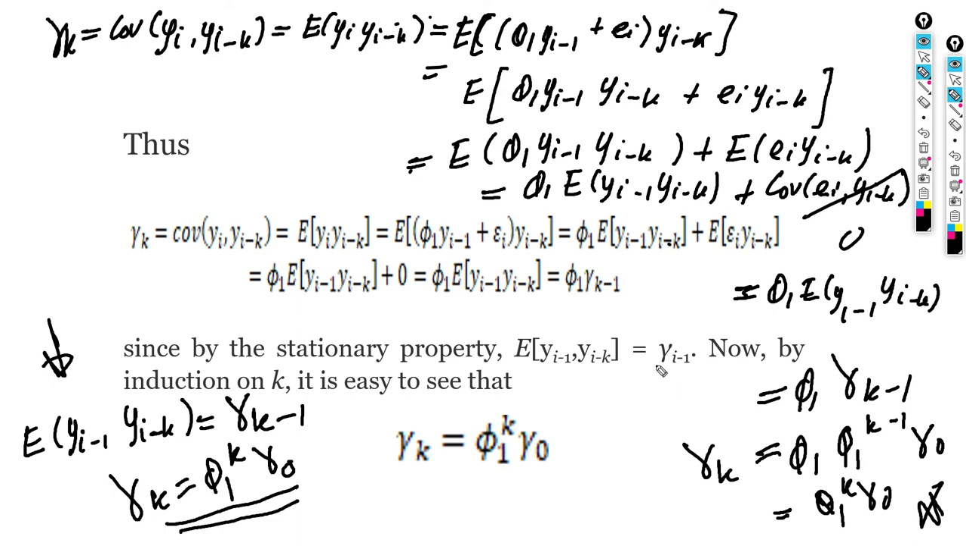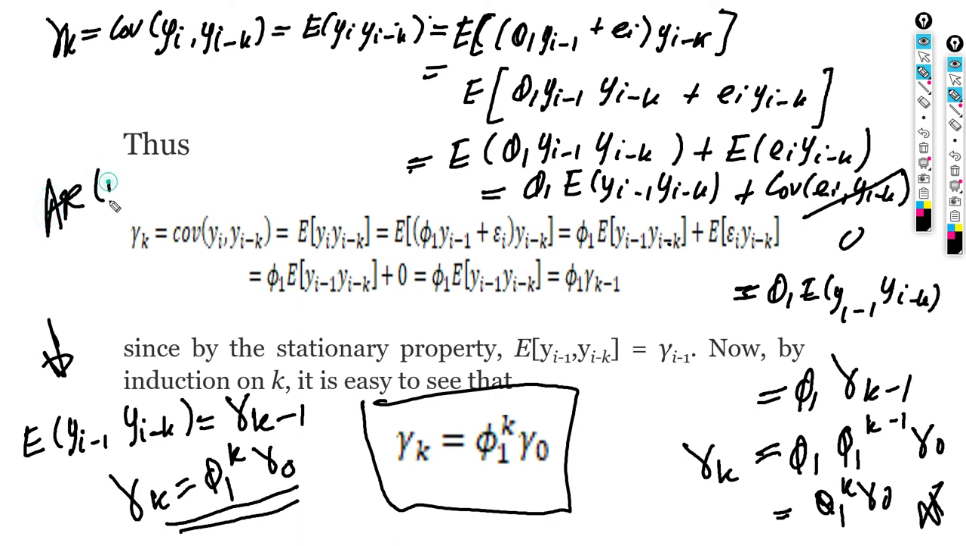The covariance at lag k is equal to phi 1 raised to k times gamma 0. So these are the covariances for k, and these are the proofs for the AR1 model. Now the next part I want to show you: we have proved that gamma k is equal to phi 1 raised to k times gamma 0.